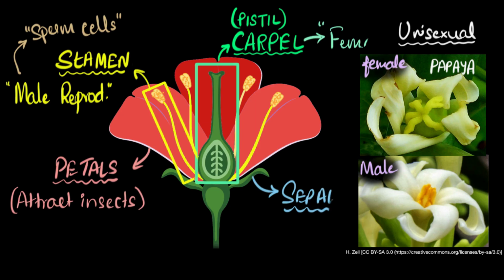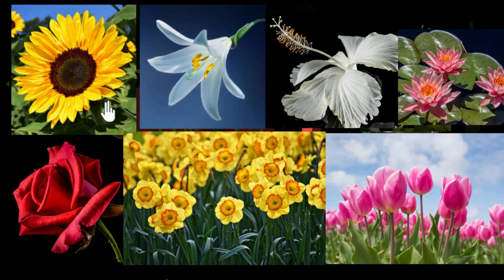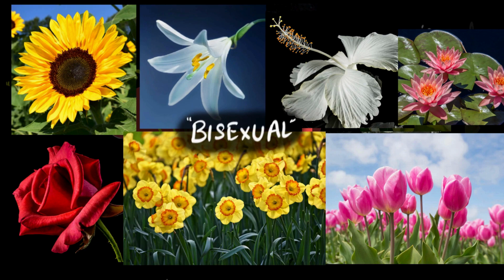Here's what I do. Whenever I say the word flower, whichever flowers come to your mind, most of the famous flowers that you might know of, like sunflowers, lilies, hibiscus, lotus, daffodils, tulips, roses, marigold, whichever famous flower you can think of, those are all bisexual flowers. That's a clue to remember bisexual flowers, the most famous flowers you can think of.